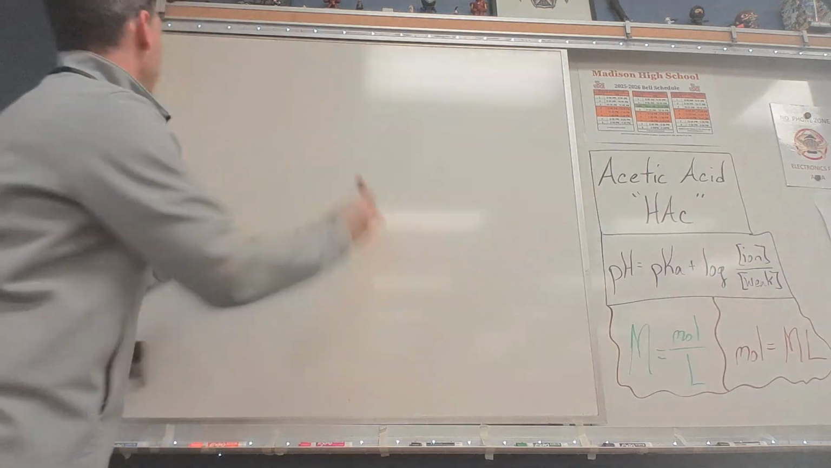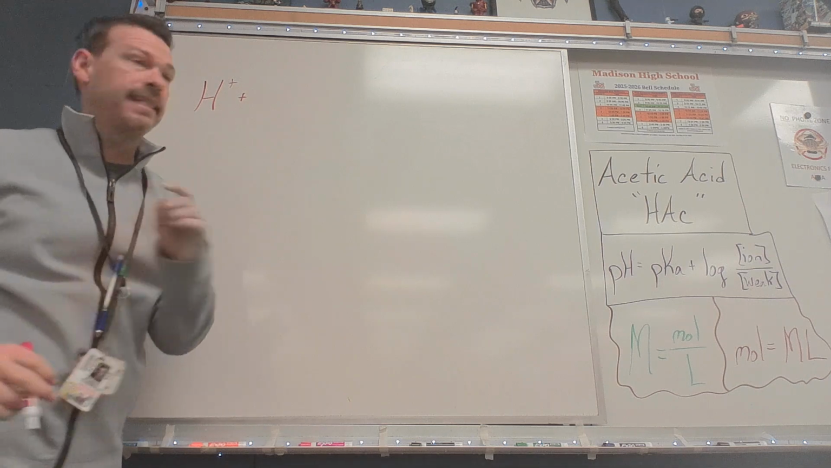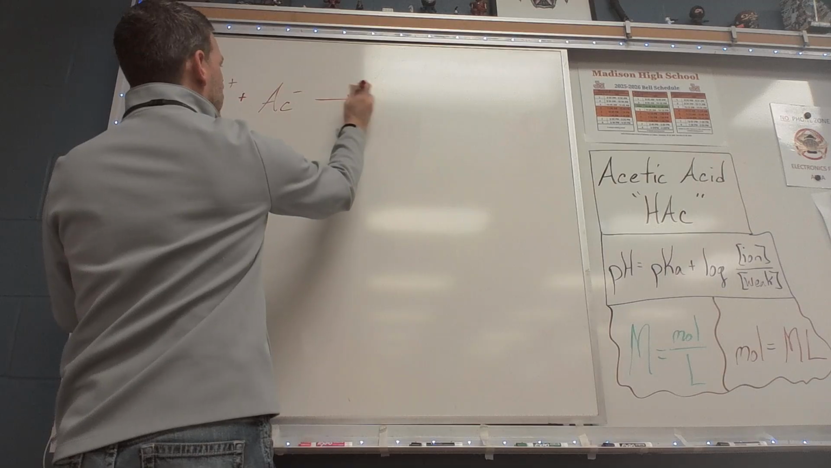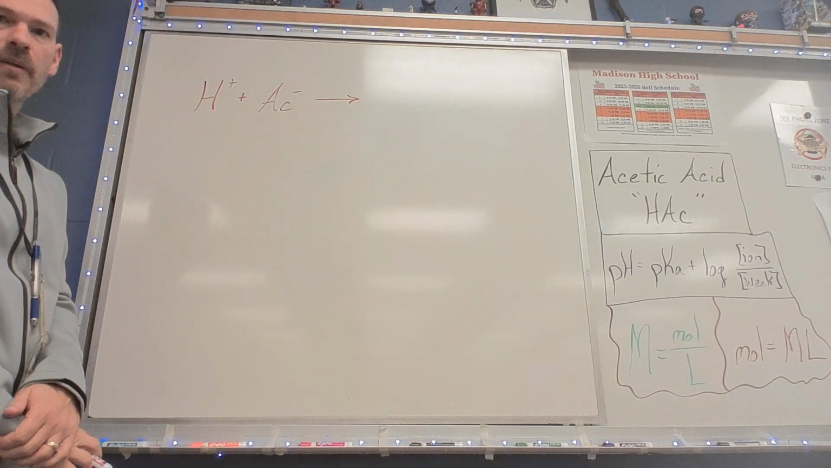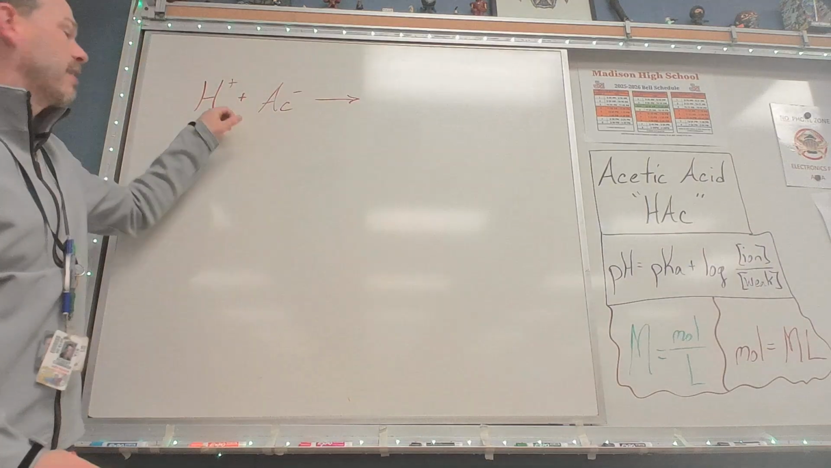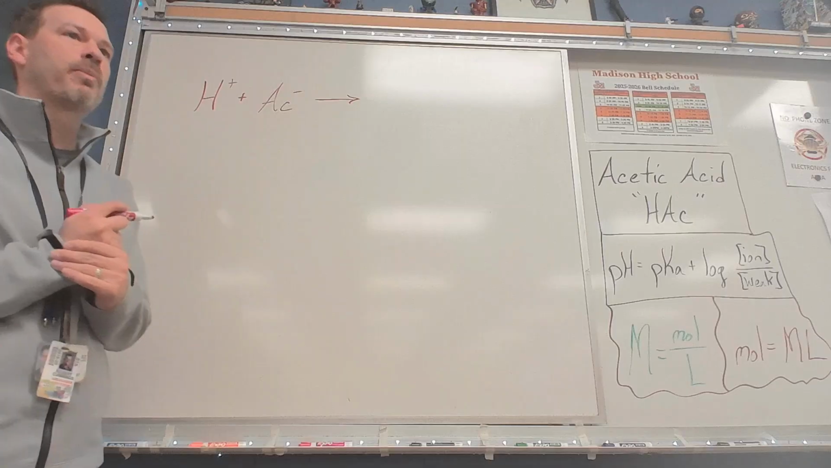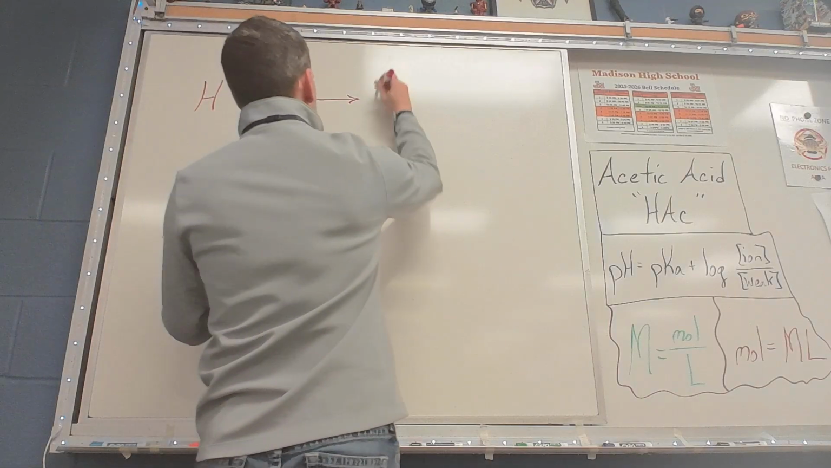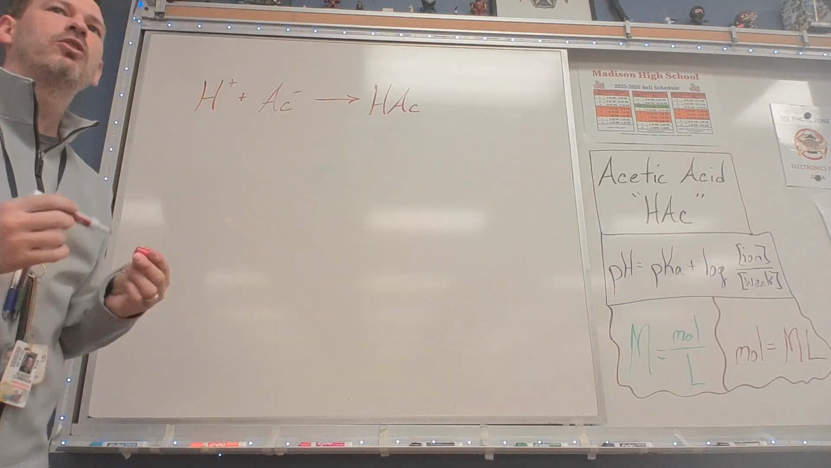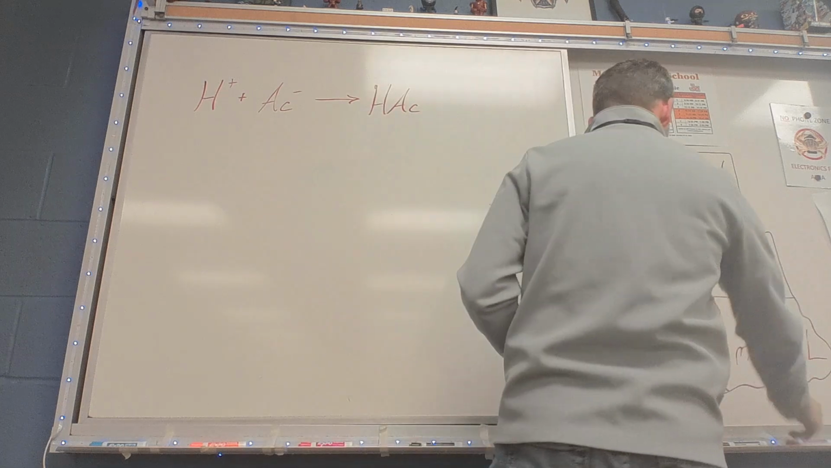The invader is H plus. It's interacting with the acetate ion. The yield sign will be a normally strong yield sign because it's always a strong invasion. That's good data to have. What's the product? Yeah, HAC, just like yesterday, in this buffered solution. It turns the invader into the other substance that's already there.